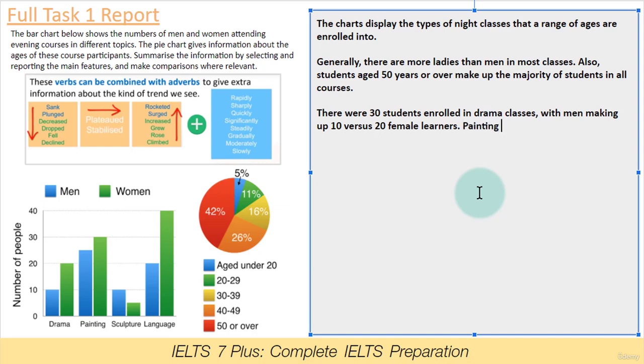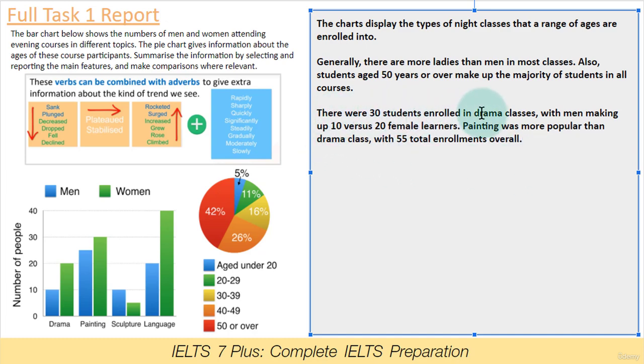Painting was, and I just want to compare painting to drama. Painting was more popular than drama classes. And I'm not going to say specifically, I'm going to try and speed it up a little bit and just say with 55 total enrollments overall. Let's just read this back again.